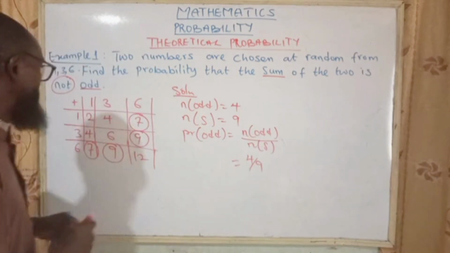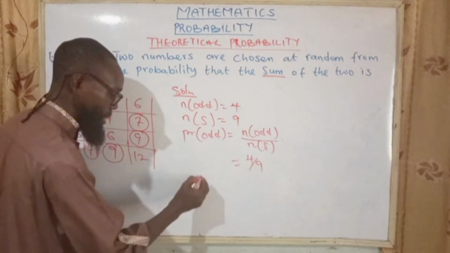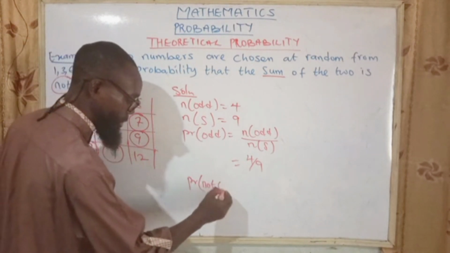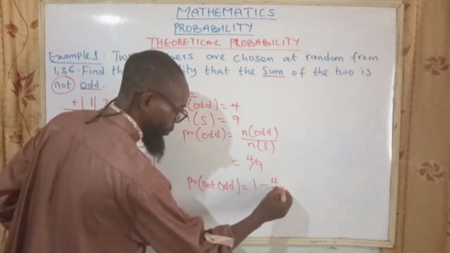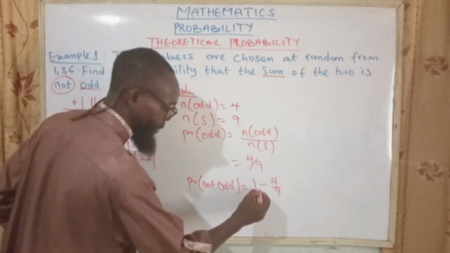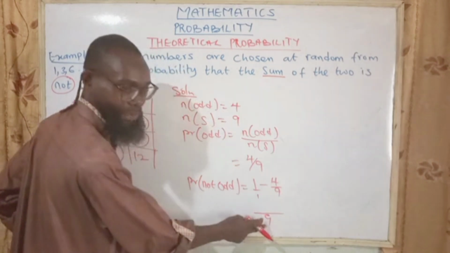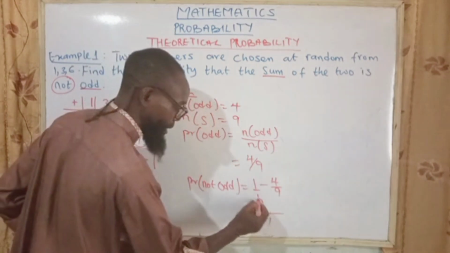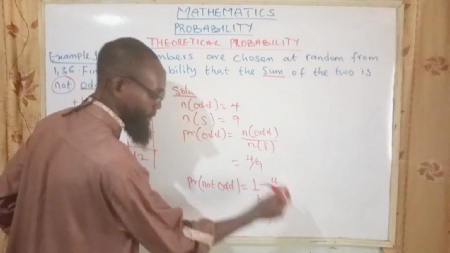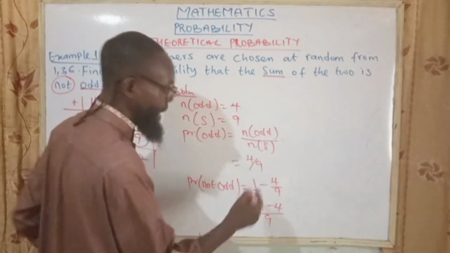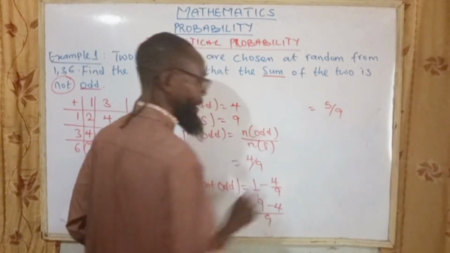But what we are asked to do is not odd. So the probability of not odd will be equal to 1 minus 4 over 9. Let us say over 1 here. The LCM here is 9. 1 goes in 9, we have 9. 9 times 1, we have 9, minus 9 goes in 9, we have 1. 1 times 4, we have 4. So 9 minus 4, we are going to have 5 over 9.